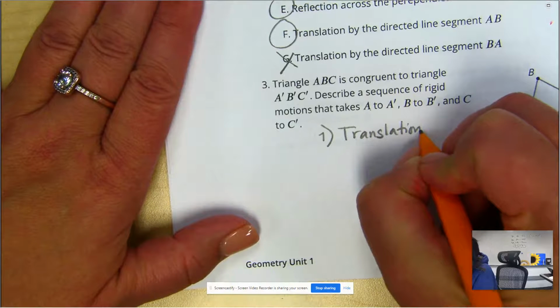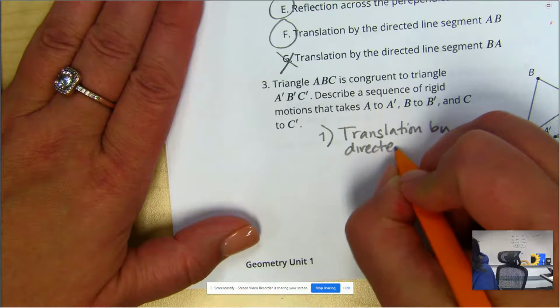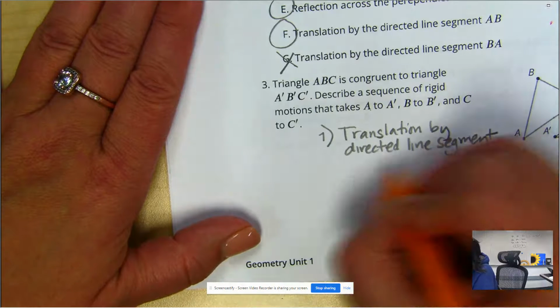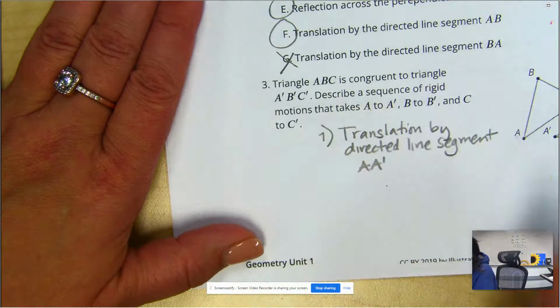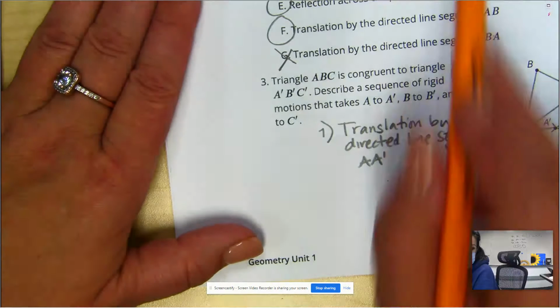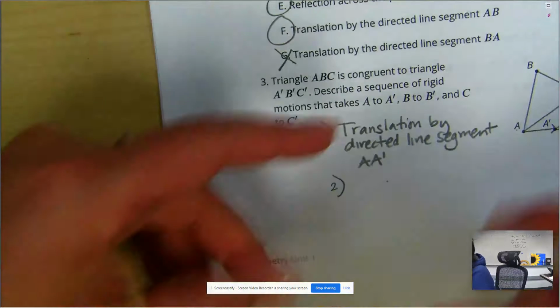All right, so number 1, translation by directed line segment AA prime. That was that one right there. I said that a little bit different this time than I did on number 1, showing you some different ways you can say it.